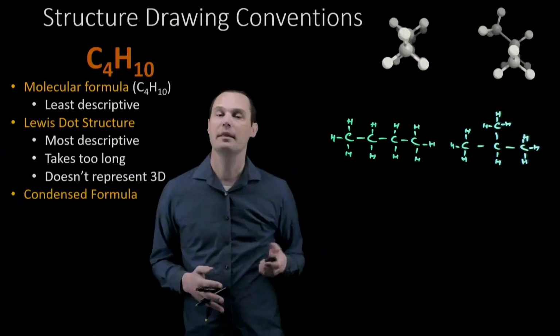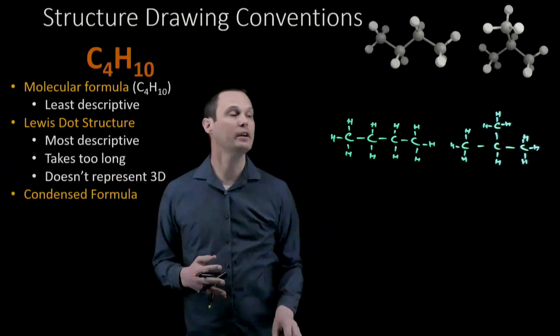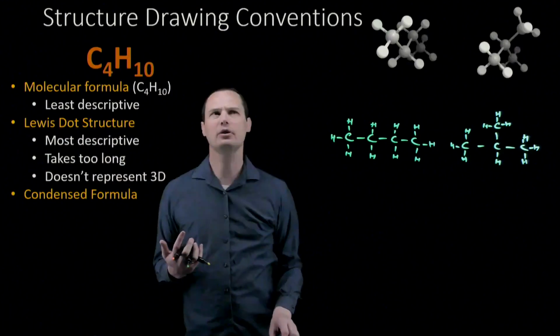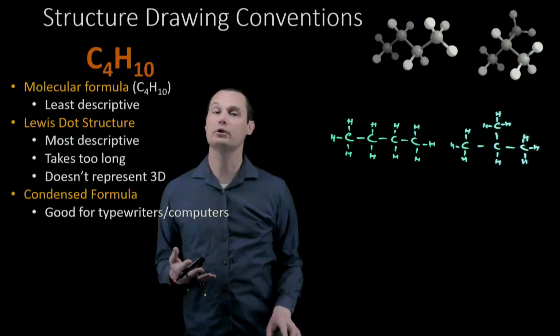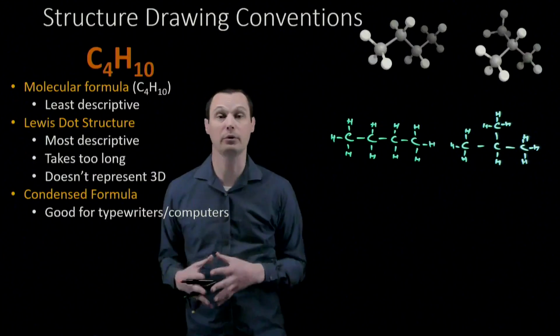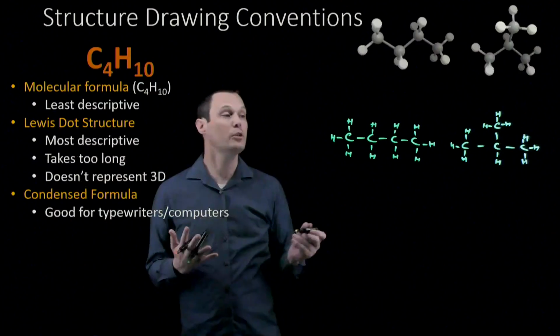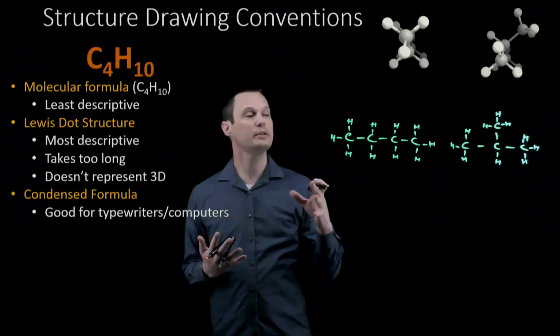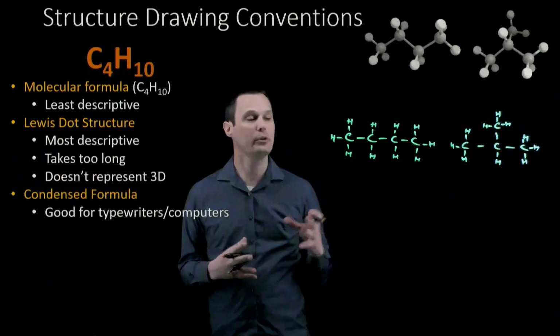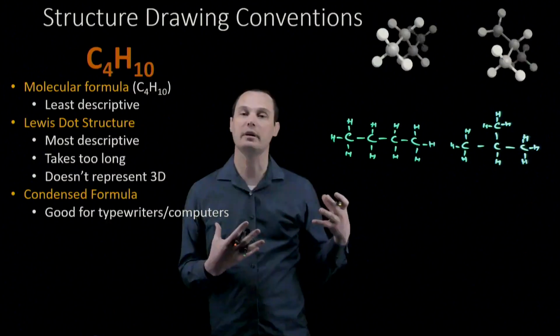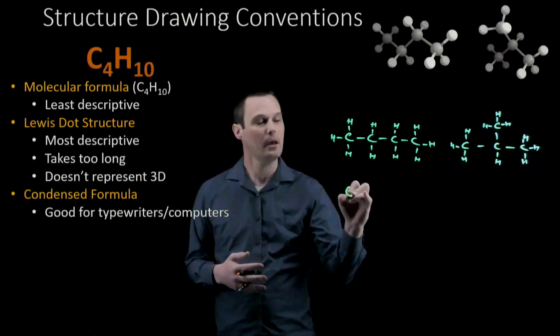So what's next? The next structure drawing convention is what we call condensed formula. Condensed formula is really good for writing structures on a computer, or back before computers, typewriters. The condensed formula was the way we would do that. So the way we think about condensed formulas is we take the carbon atoms in a chain and we use them as the anchor points for the condensed formula. So we have our first carbon.